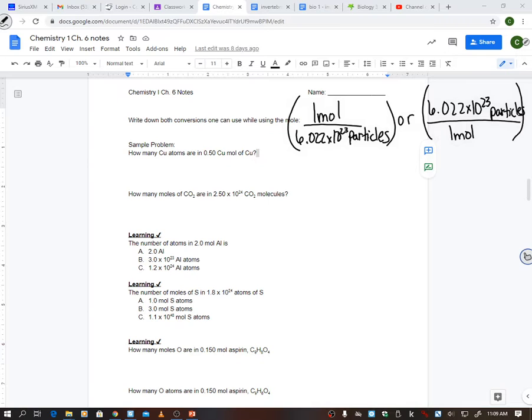So let's do sample problems. It says how many copper atoms. Now I'm going to tell the kids, when you find out what you are looking for, put a box around it.